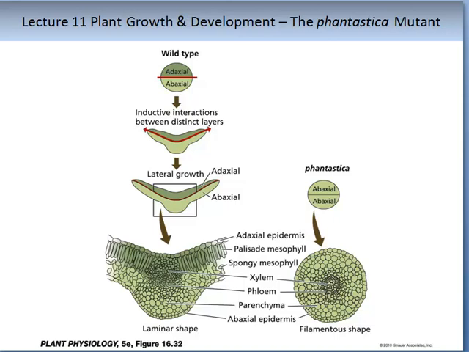We start with the wild type that has both adaxial and abaxial. This leads to inductive interactions between the distinct layers. Lateral growth follows, and you can see abaxial and adaxial growth. While in the mutant you only get abaxial growth, and this results in a filamentous shape as opposed to a laminar shape.